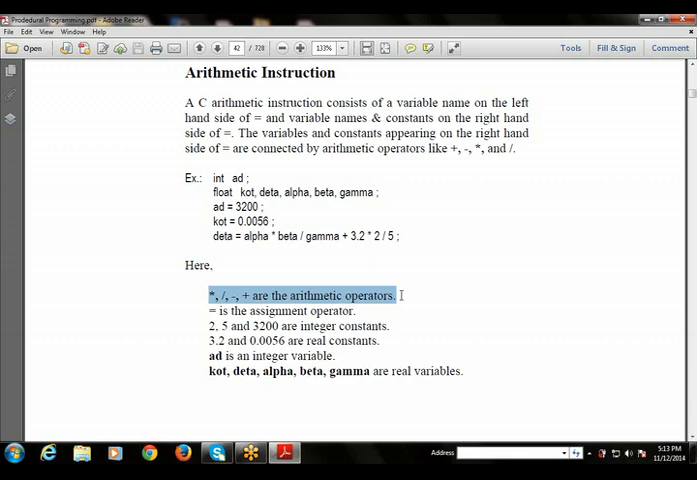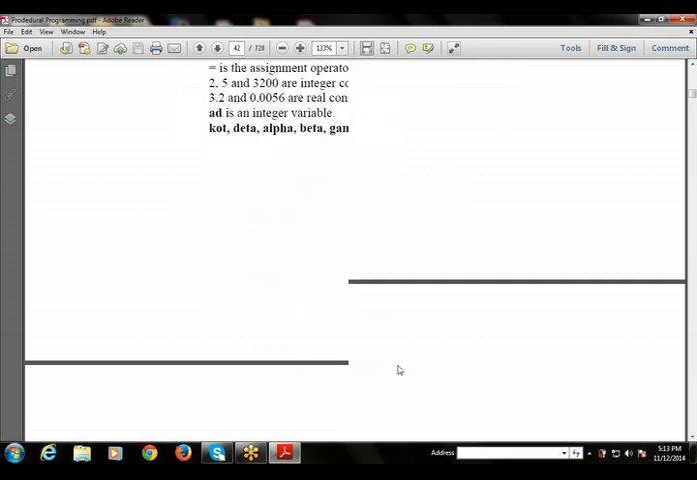Equal to is the assignment operator, that is used for the assignment. Two are the integer constants, that is 2 and 3200 are the integer constants. Then the real constants, that is 3.2 and 0.056. Next, ad is the integer variable. Next, kot, alpha, beta are the real variables that contain float values.